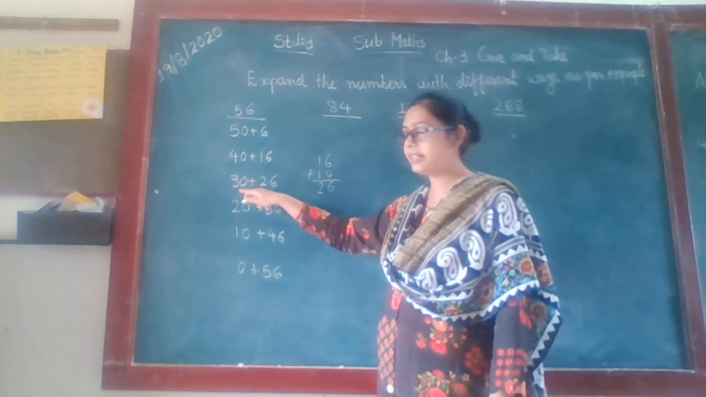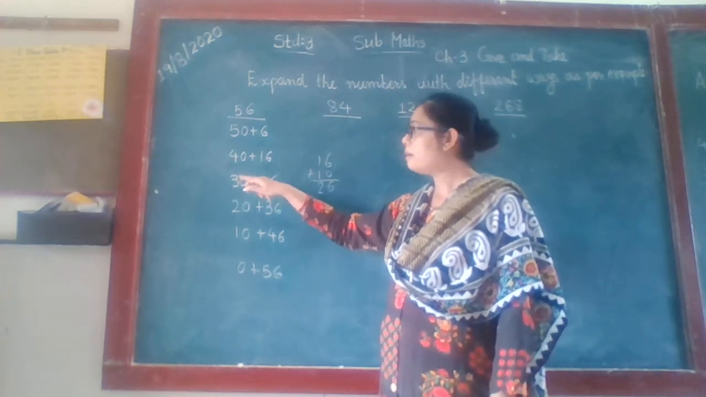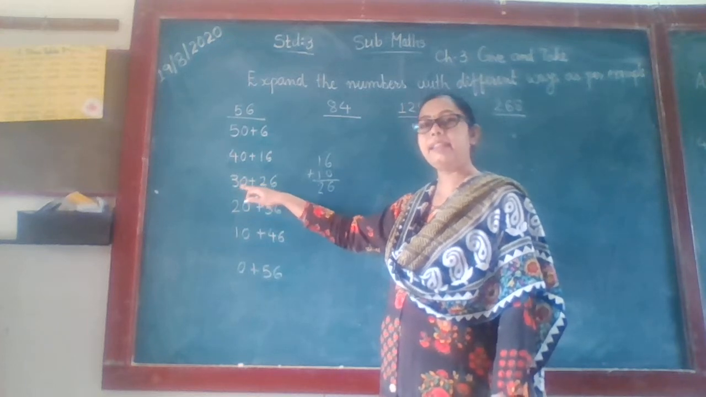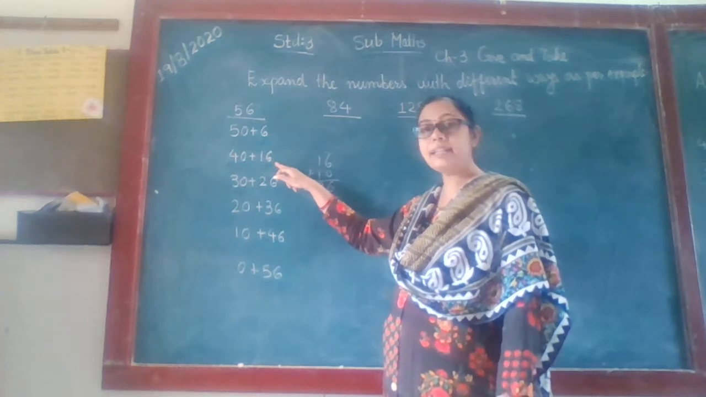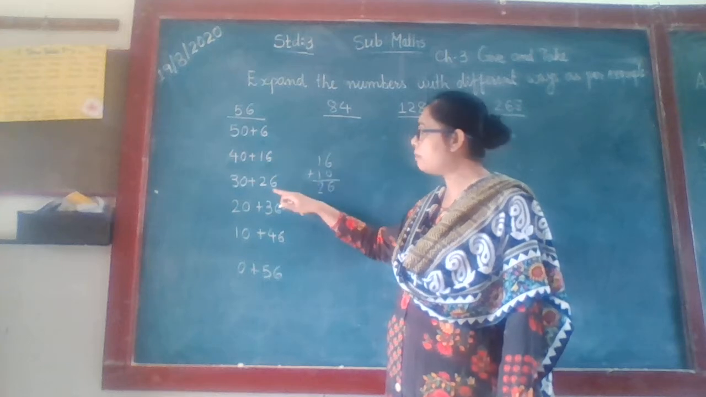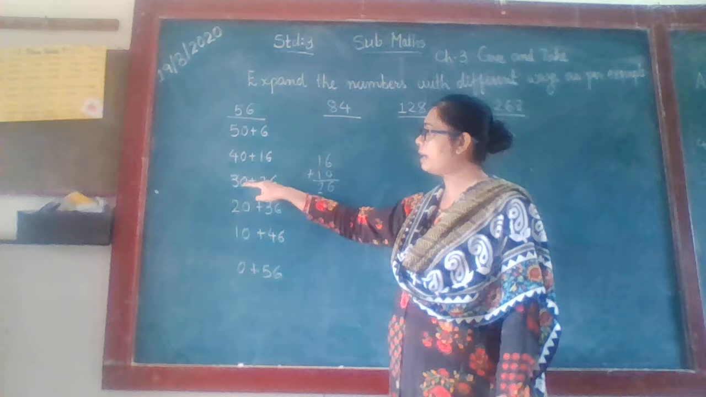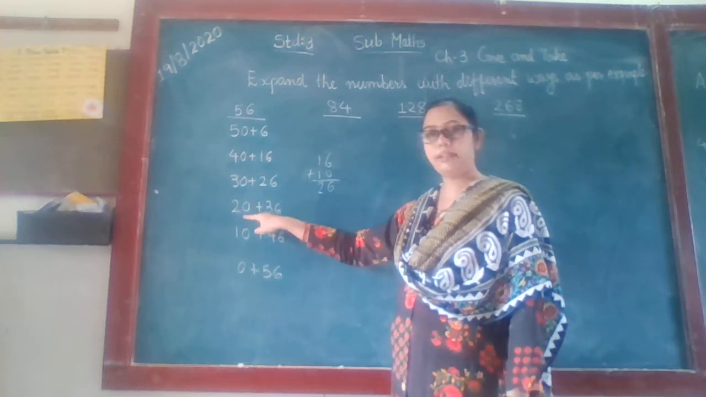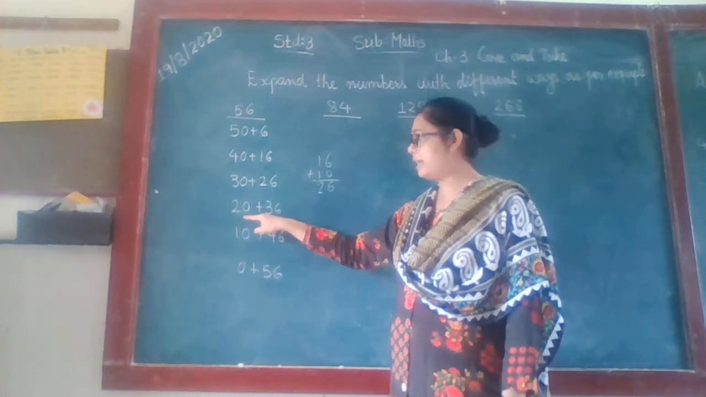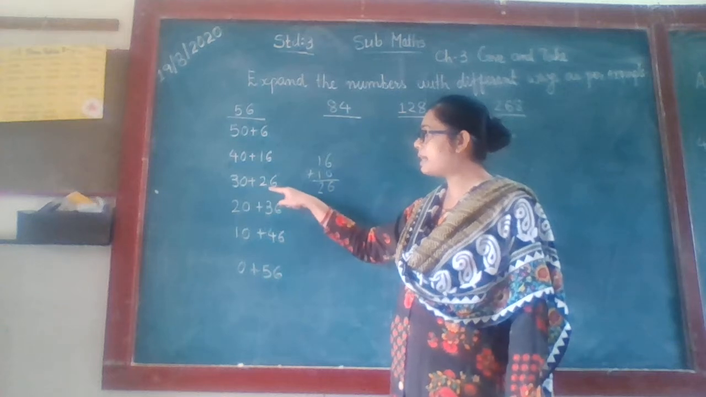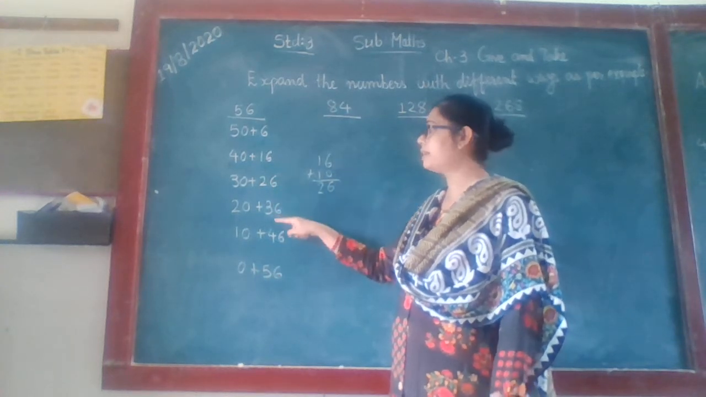Again they minus 10 from 40. So 40 minus 10, 30. And then that 10 they add to 16. So 16 plus 10, 26. Now in the same way 30 minus 10, 20, and 26 plus 10, 36.